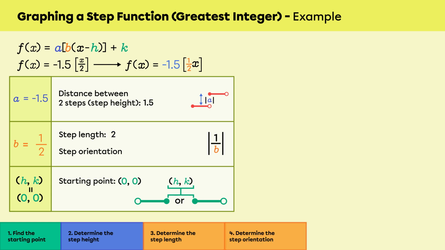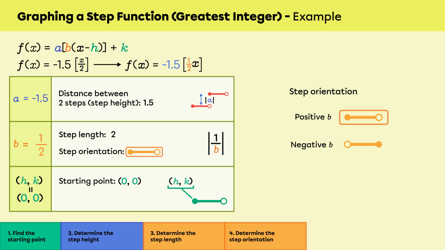Now we need to figure out the orientation of the steps. Will the steps have a closed point on the left and an open point on the right, or the opposite? It all depends on the sign of b. If b is positive, those steps are correct, but if b is negative, it's the opposite. In this example, b is positive, so the steps have this orientation.